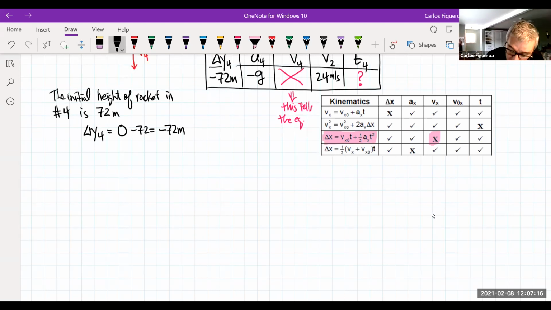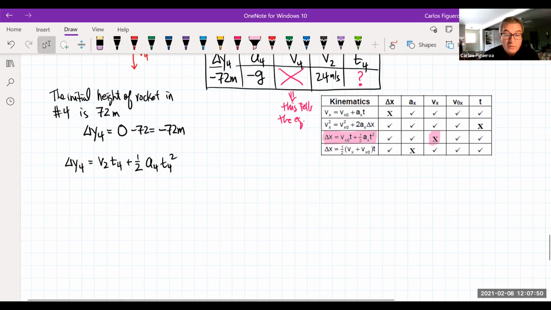So what do I have here? That means that I have delta y4 is equal to what? The initial speed. What's the initial speed? It's v2 times t4 plus 1/2 the acceleration of this interval times t4 squared. And what you're seeing here is that this technique is a little bit more complicated because it requires the quadratic equation that you've got to solve for. Let's put in our numbers and let's go solve this thing.